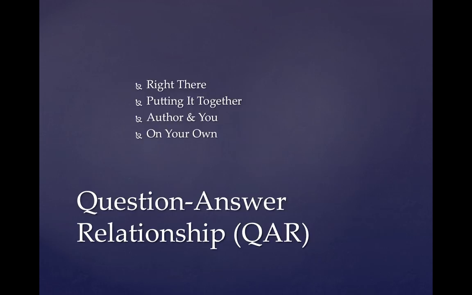So under right there, that means the answer comes directly from the text. A reader can point to the literal words that answer the question in the text. In putting it together, the answer is implied in the text but not directly stated. The reader has to use inferences to make a connection between some of the things an author says and also their own knowledge. In the author and you strategy, the reader combines her or his background knowledge with text information and then comes up with an interpretation.